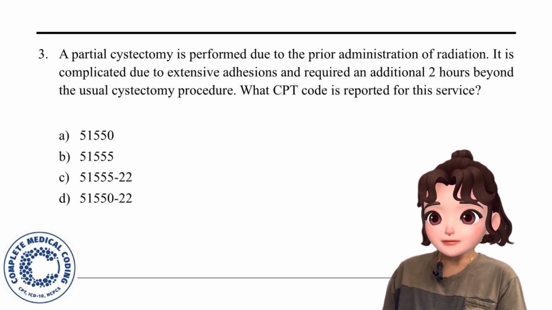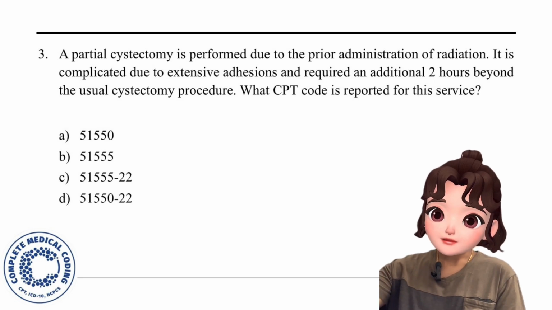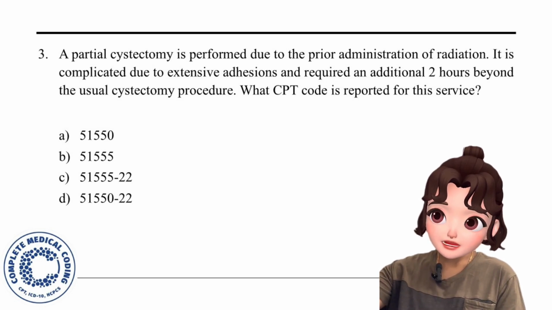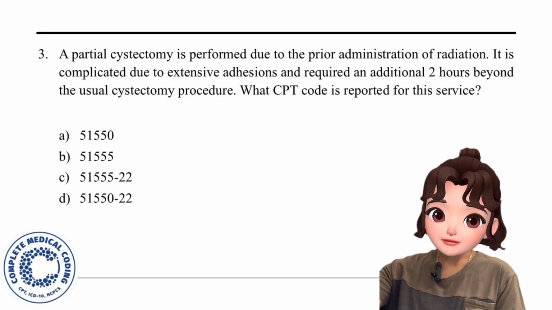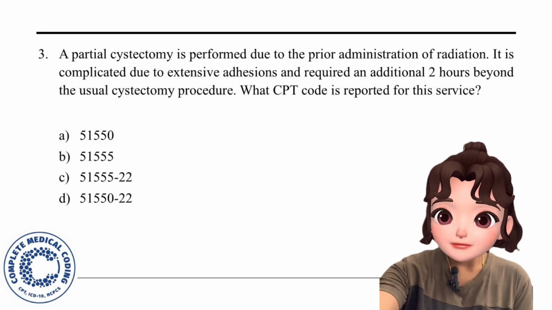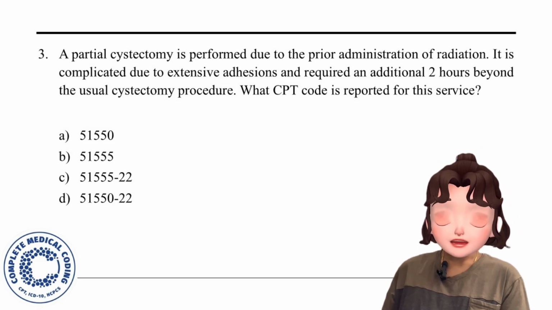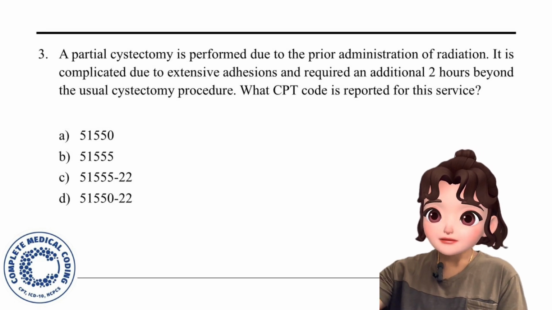It's complicated. What is 51555? Cystectomy partial, complicated. Example: post radiation, previous surgery, difficult location. Yes, post radiation. This is because of post radiation. It is mentioned due to the administration of prior radiation. So 51555 is cystectomy partial, complicated. So that is what we need.